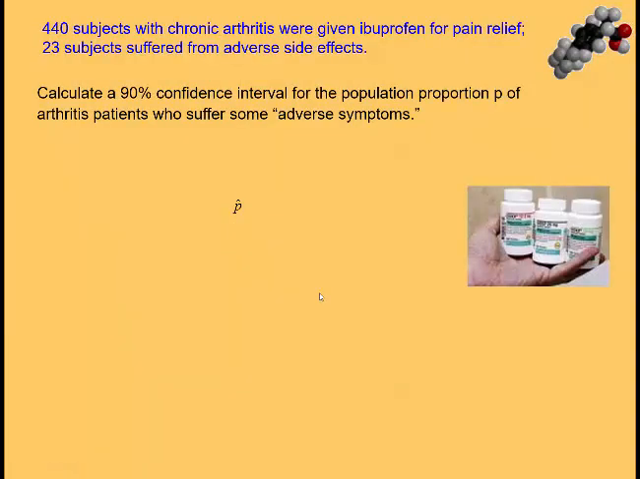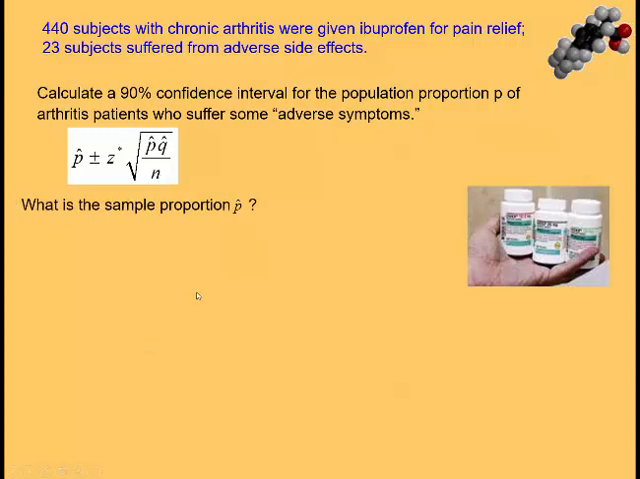440 subjects with chronic arthritis were given ibuprofen for pain relief. And of those 440 who were given ibuprofen for pain relief, we see that 23 subjects suffered from adverse side effects. All right, so let's calculate a 90% confidence interval for the population proportion p of arthritis patients who will suffer some adverse symptoms. Here the confidence interval is p hat plus or minus, I just call it in this slide z star for the critical value, times the square root of that p hat, q hat, divided by n.